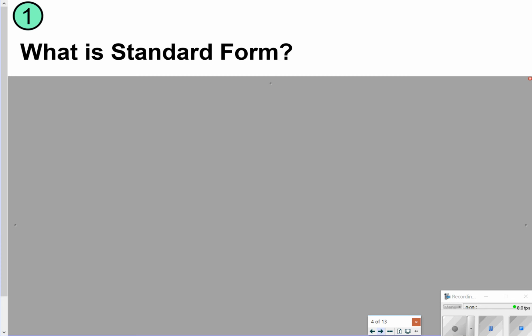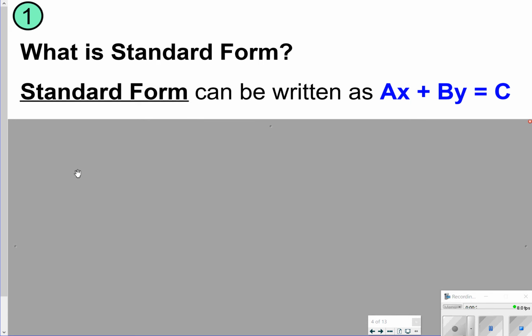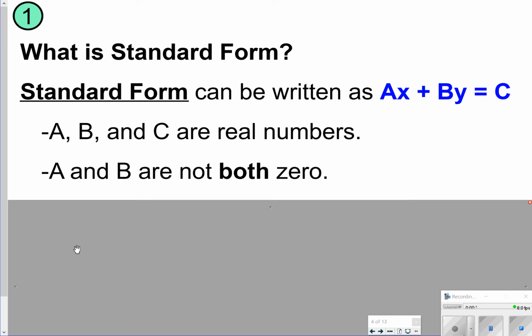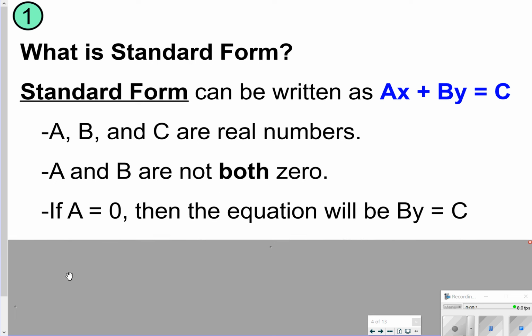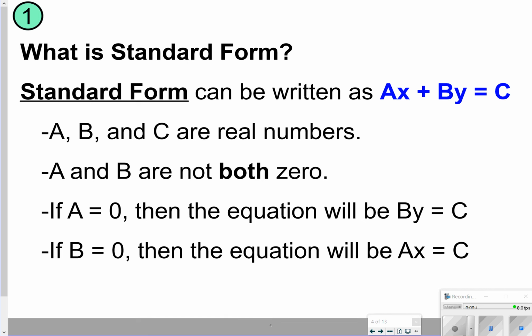The first thing we want to know is what is standard form, and standard form looks like this: ax plus by is equal to c, where a, b, and c are all real numbers. A and B are not both 0, because otherwise you wouldn't be able to graph anything. If A is 0, then the equation would be by is equal to c, and likewise if b is equal to 0, then the equation would be ax is equal to c.